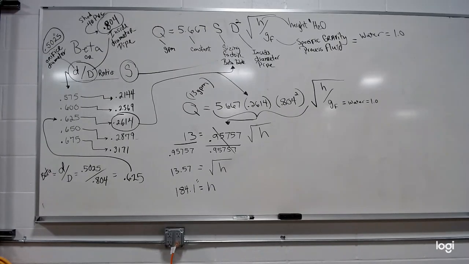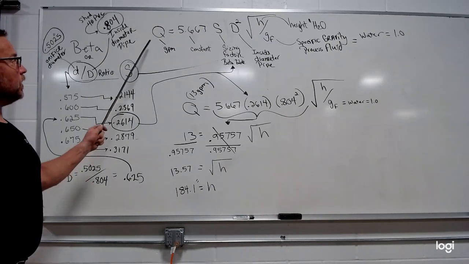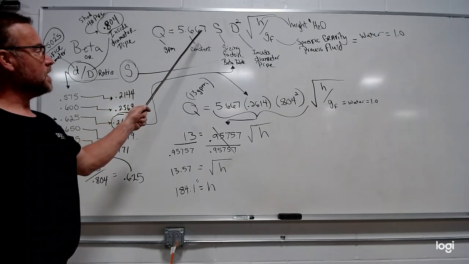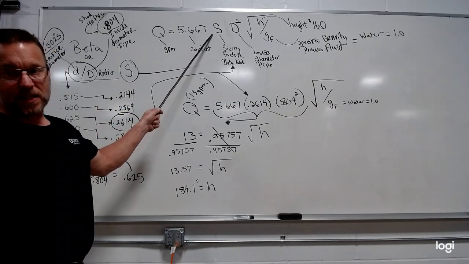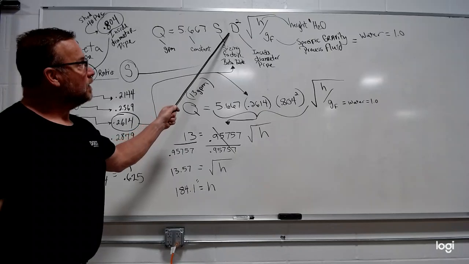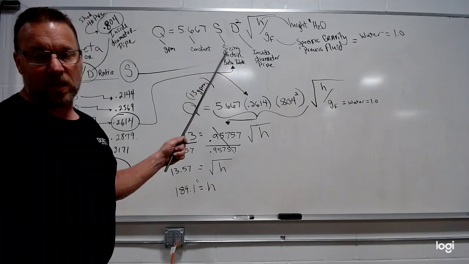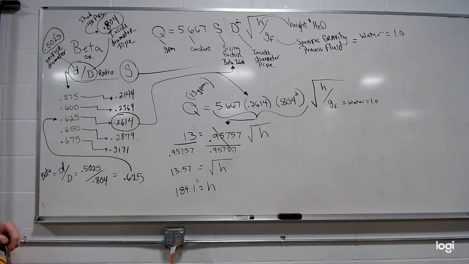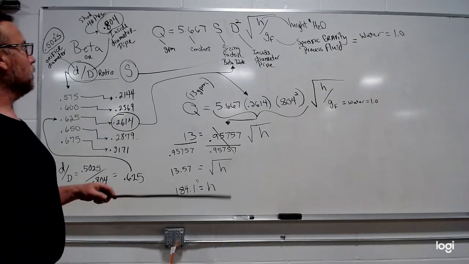So this formula up here is Q is equal to 5.667 times S times D squared times the square root of H over G sub F. Sounds like a lot of variables, and it really is, but at the end of the day, we're going to simplify those here just a little bit.